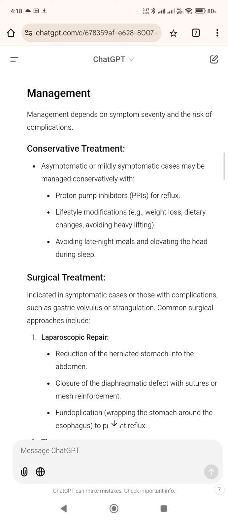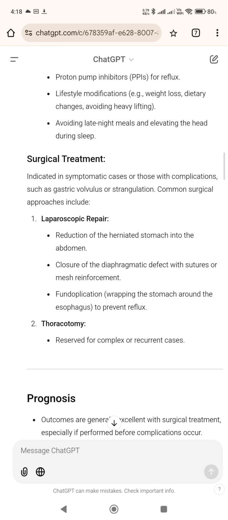Conservative treatment: asymptomatic or mildly symptomatic cases may be managed conservatively with proton pump inhibitors, PPIs for reflux, lifestyle modifications, e.g. weight loss, dietary changes, avoiding heavy lifting, avoiding late-night meals, and elevating the head during sleep.